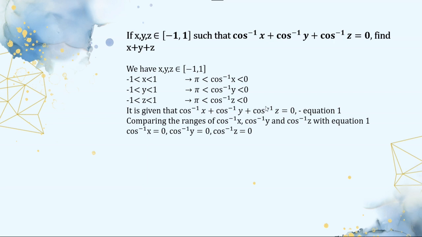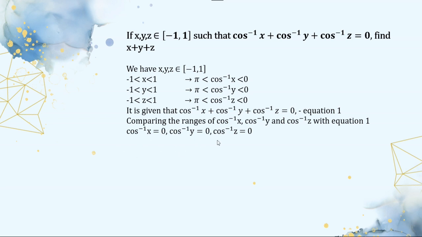So we compare this value, that is cos inverse of x plus cos inverse of y plus cos inverse of z is equal to 0, in terms of these equations. So when we compare the ranges with this equation, we get cos inverse of x is equal to 0, cos inverse of y equal to 0 and cos inverse of z is equal to 0. We are given that the entire sum of all these values is equal to 0. So from this, only if the values are 0, we get the total value as 0. If we add pi or any other values, we won't get it as 0. So if we add all these values, then only we'll be getting a 0.